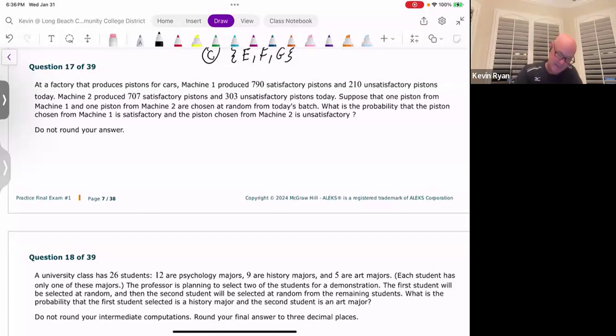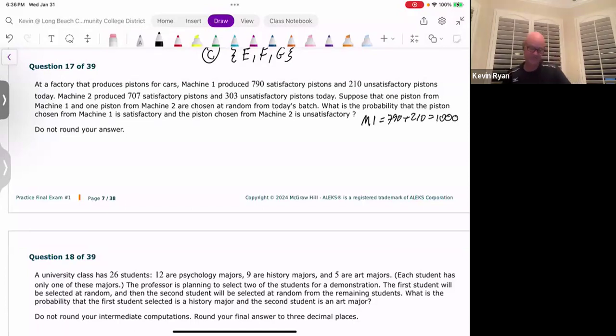Okay, so let's start here. How many pistons were made total by machine one? That's 790 plus 210. I believe that's exactly 1,000. Machine two produced 707 plus 303, which gives us 1010.